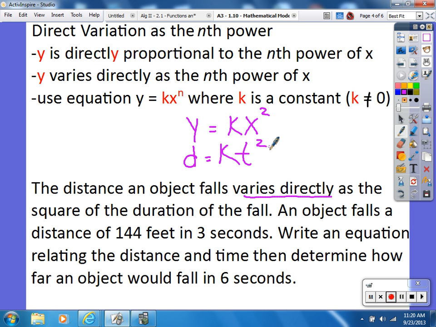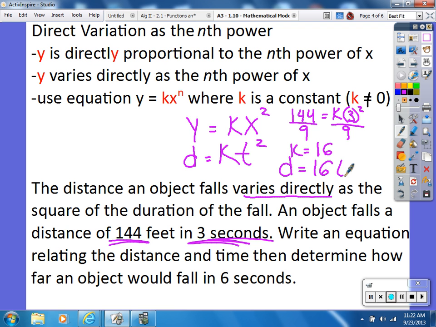So given the two things they give me, find k. So I'm going to fill in my numbers. D is 144 equals k times 3 squared. 3 squared, remember, is 9. What's 144 divided by 9? 16. Now, it does say write an equation relating the distance and time, so we've got to do that. K equals 16 is not an equation. Your equation is D equals 16 t squared.